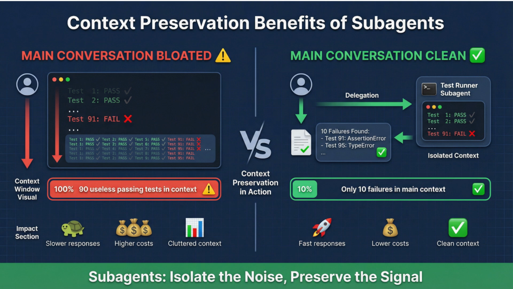This pattern applies to any high-volume operation. Log file analysis, codebase exploration, documentation fetching, dependency tree mapping, any operation where you only need a summary is a perfect subagent use case. The principle is simple. Isolate the noise, preserve the signal.